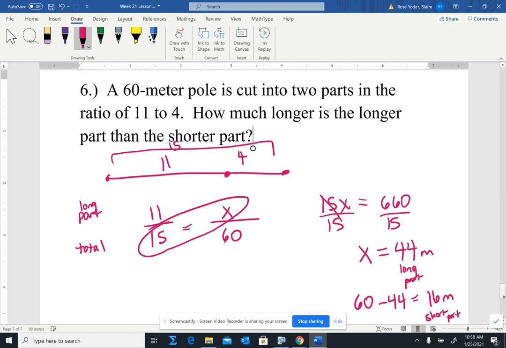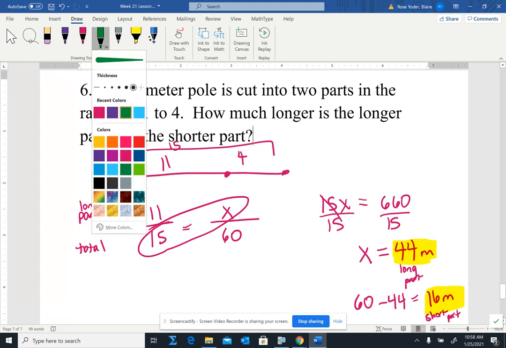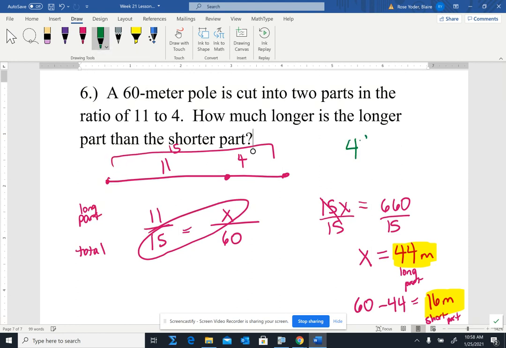for the short part. And then it asks for the difference. It says, how much longer is the long part than the short part? So to answer the final question, I can just go 44 minus 16. And let's see, how much longer is that? It is 28 meters longer.